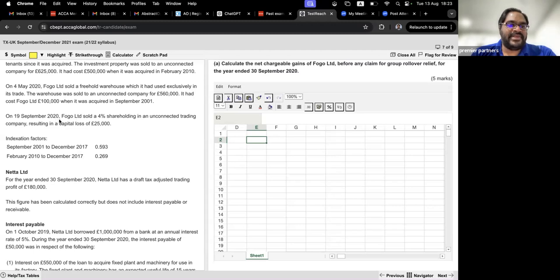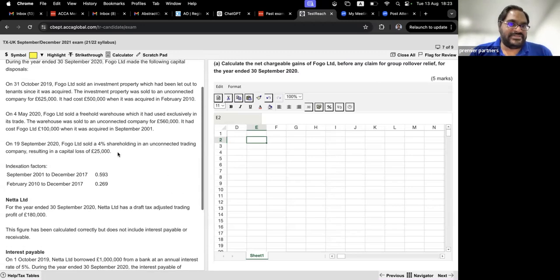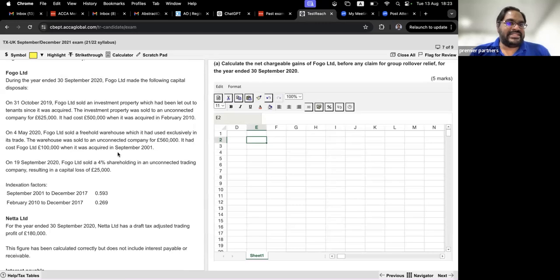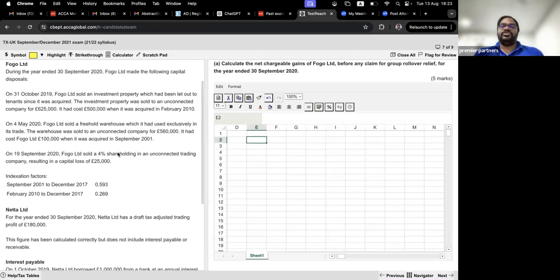On 19th September 2020, Fogo Limited sold a 4% shareholding in an unconnected trading company, resulting in a capital loss of £25,000. Indexation factors are also given. We need to calculate the chargeable gains. So we have around 3 disposals, and based on these, we need to calculate the overall chargeable gain for the company. Starting from the first one, the investment property.